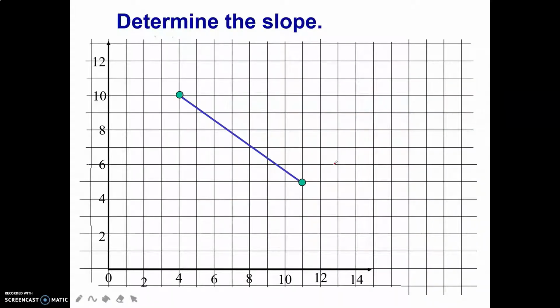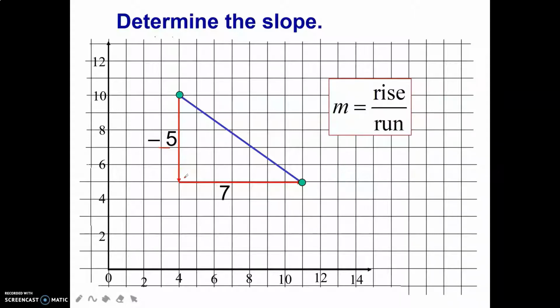Next, let's determine the slope of this line. Again, let's count the number of units. For the rise, -5. And for the run, 7. Therefore, the slope is the ratio of -5 and 7, or -5 over 7.